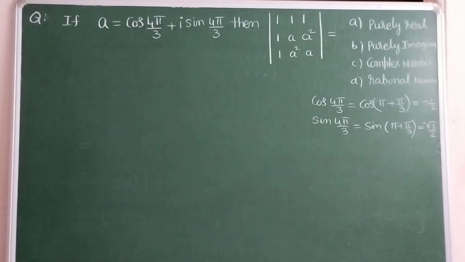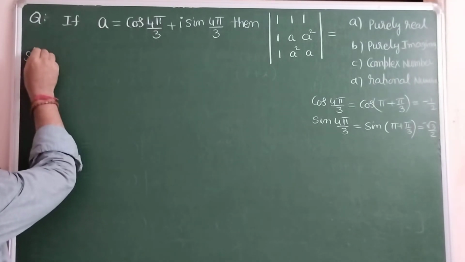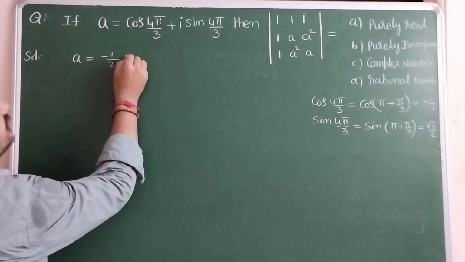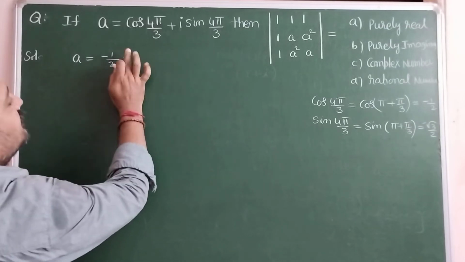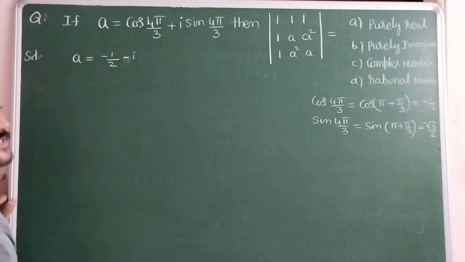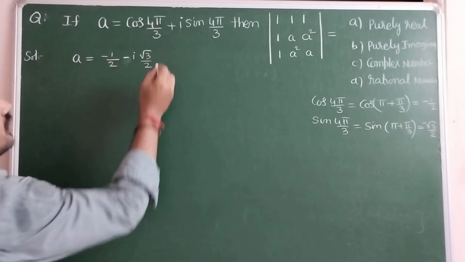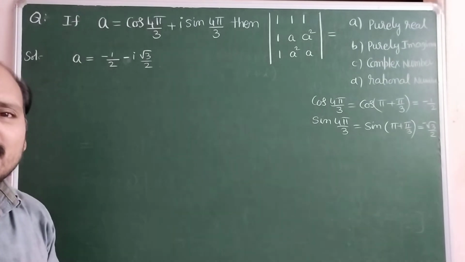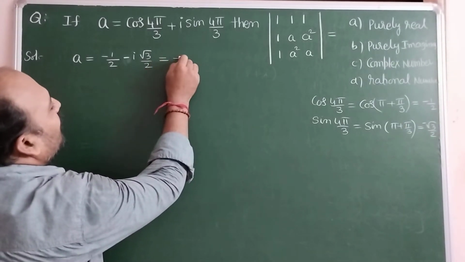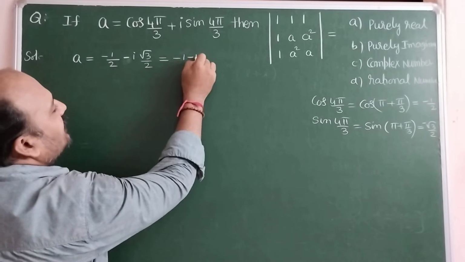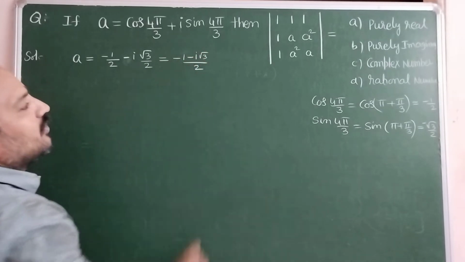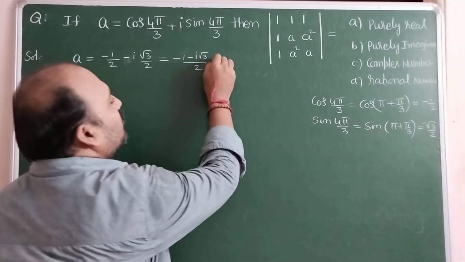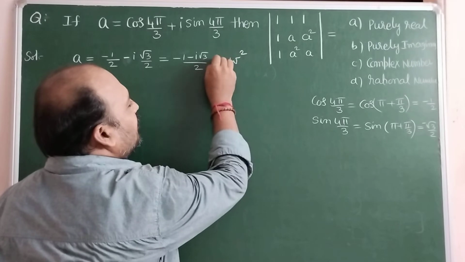So the values we got, therefore the value of a is minus 1/2 plus i into minus root 3 by 2. Did you observe, dear students, this value in complex numbers? We can write it like this also: (minus 1 minus i root 3) by 2. Am I right? So this is the value of omega square, one of the cube roots of unity.